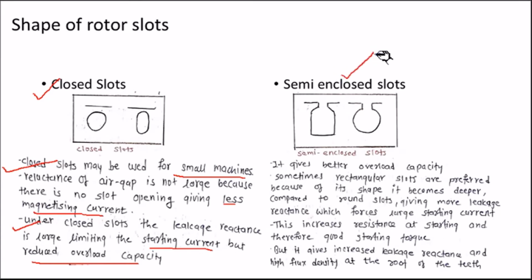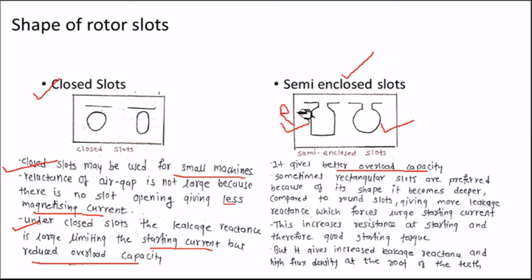Now second one, what are the advantage and disadvantage of using semi-enclosed slots? These types of slots will give you better overload capacity. Sometimes rectangular slots are preferred. This is your rectangular slot, as it becomes deeper as compared to the round slot. This is the round slot, that is the circular one, which will give you more leakage reactance.